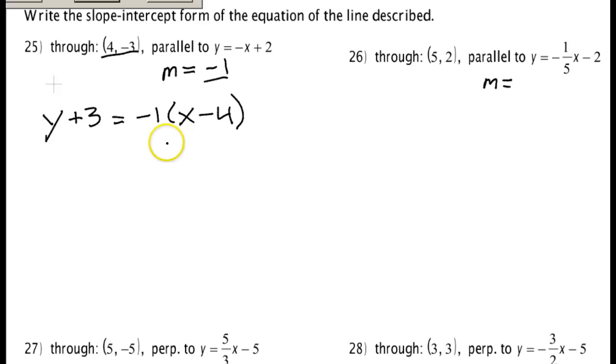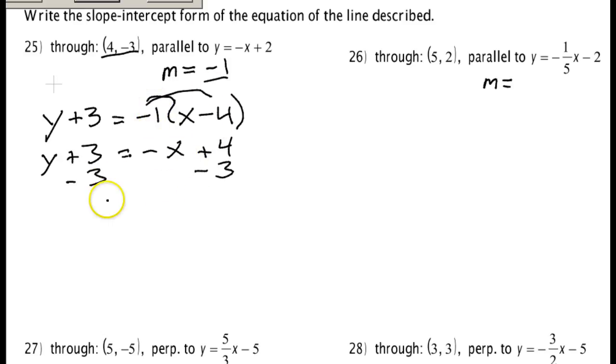Is this finished? Finish it up. Negative x minus 4? No. Plus 4. Negative times a negative? Positive. Good. Minus 3, minus 3. Now you're finished.